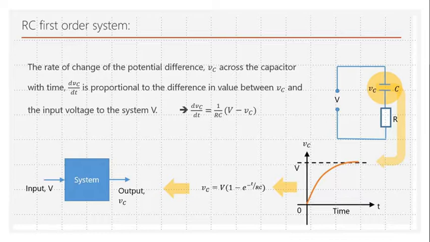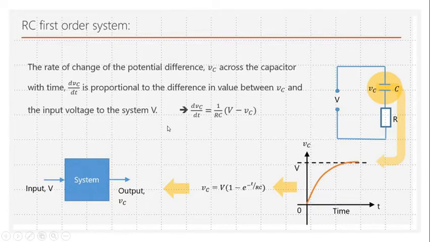And the exponential equation that can describe the system is also written here. So we can have Vc is equal to V multiplied by 1 minus e to the power of minus t over RC. And in such a system, if we have the input given as capital V, the output would be Vc.